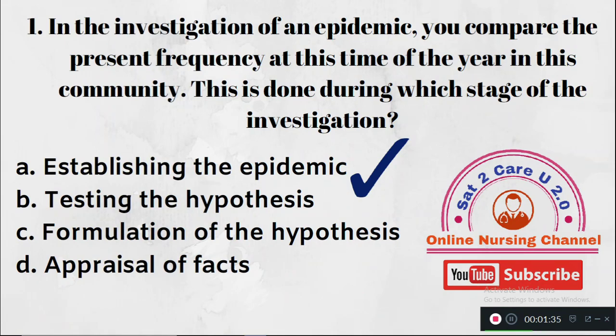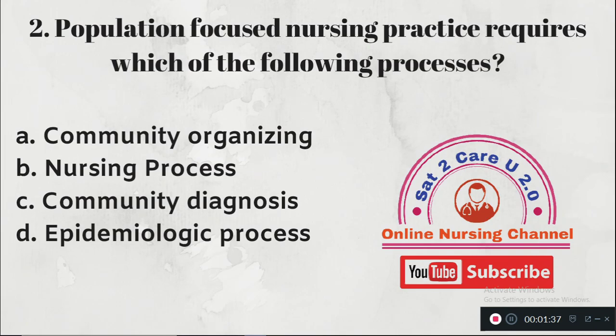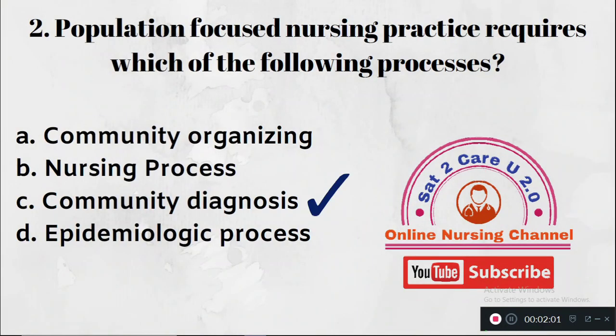Now let's see the second question. Population focused nursing practice requires which of the following process? Option A, community organizing. B, nursing process. C, community diagnosis. D, epidemiologic process. So population focused nursing practice needs the community diagnosis as the nursing process.